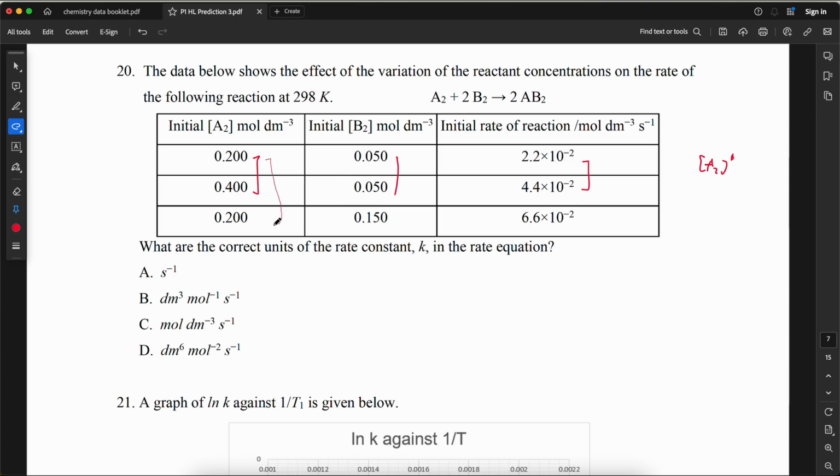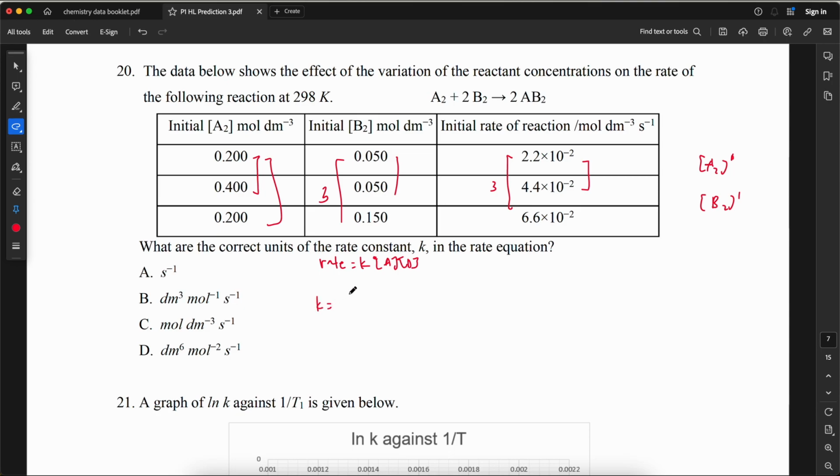And then for B2, as you can see here, this one will be the same, so experiment 1 and 3, and then this one would be 3, and then this one also would be 3, so double the concentration and double the initial rate of reaction. So B2 is also first order, so the rate of reaction is k times the concentration of A and then B.